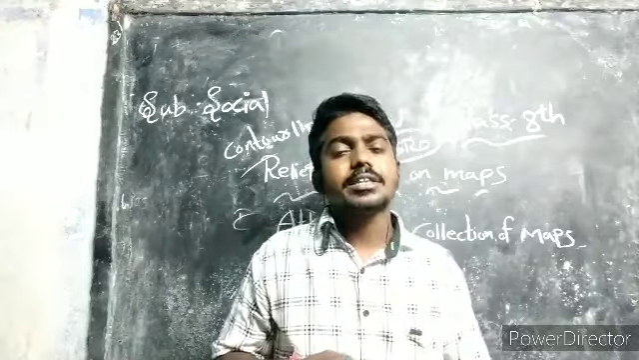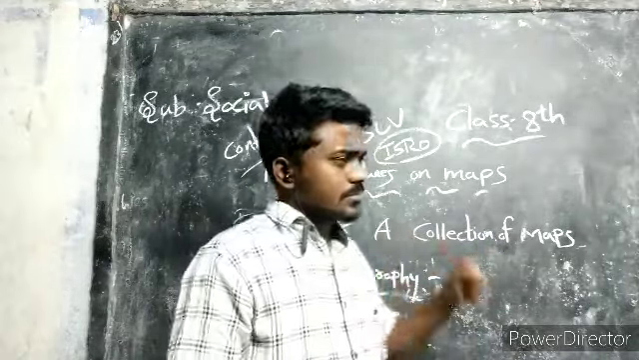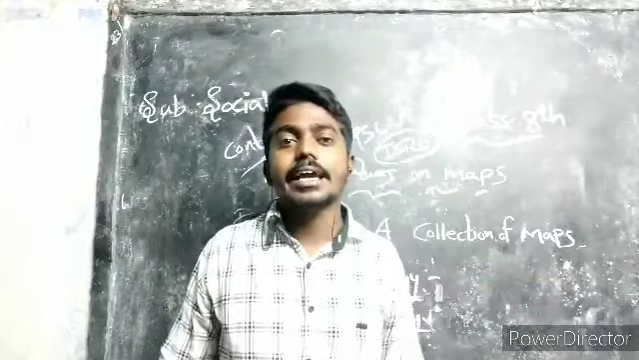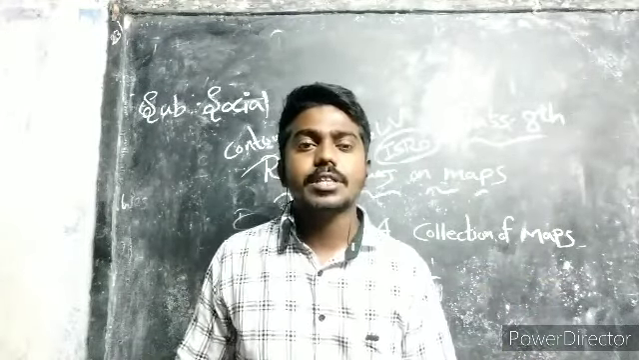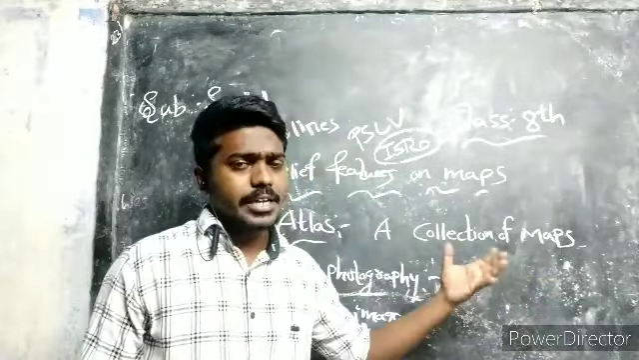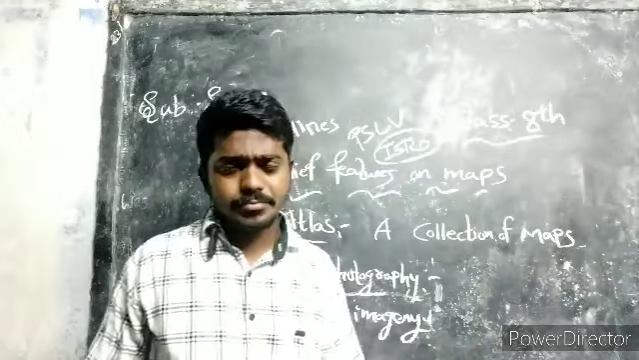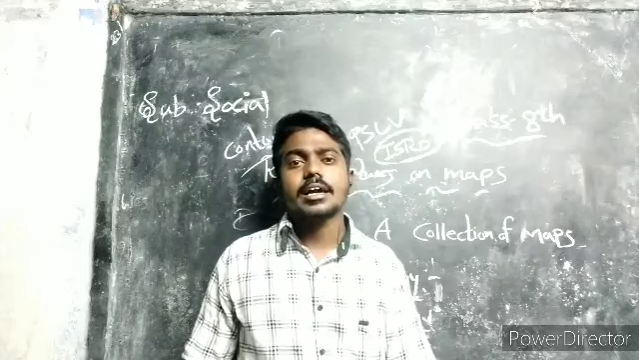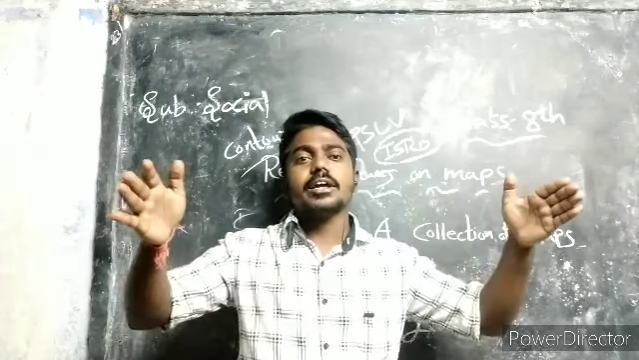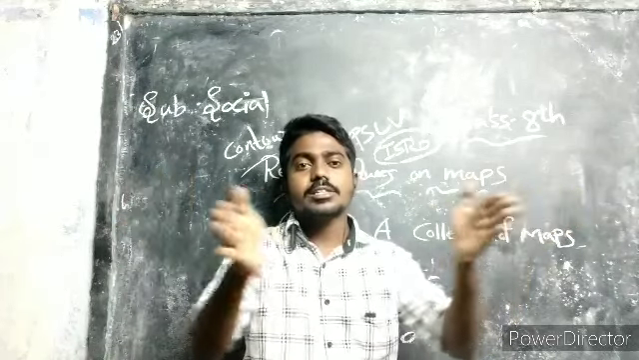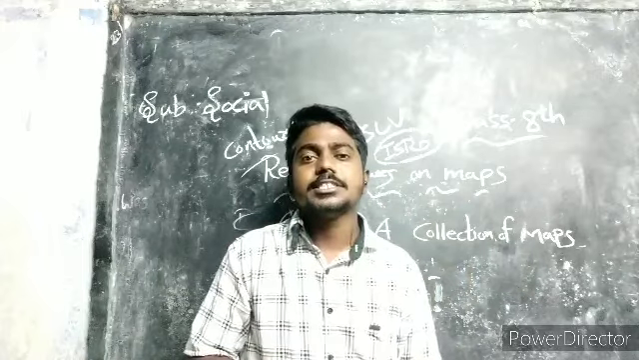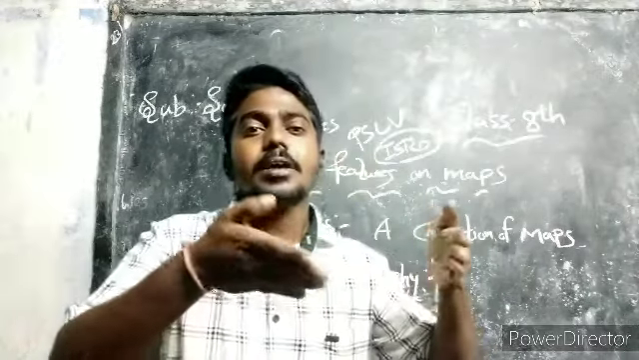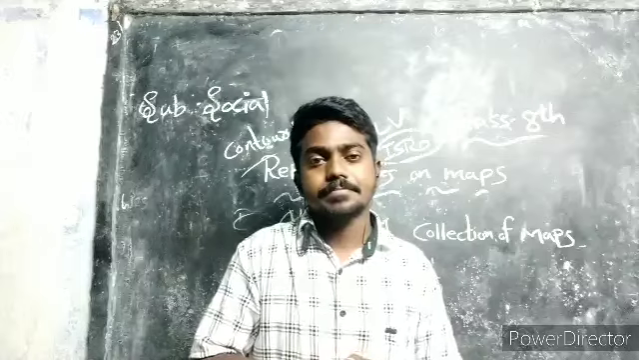And next we discussed relief: the high and low areas on the surface of the earth are called relief. And next we discussed contour lines. A line joining places of equal height is called a contour line. If the contour lines are far apart, it represents a gentle slope. If the contour lines are close together, it represents a steep slope. If the contour lines are evenly spaced, it shows a uniform slope.